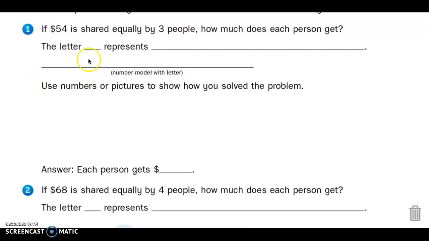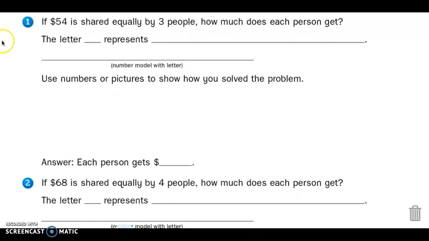Well, this letter blank represents what? So we have to come up with a symbol. Well, what are we talking about? What letter would be a good one to represent what we don't know? We're talking about $54, 3 people, how much does each person get? So how many dollars is each person getting? Well, we don't know that, so let's put D for dollar.